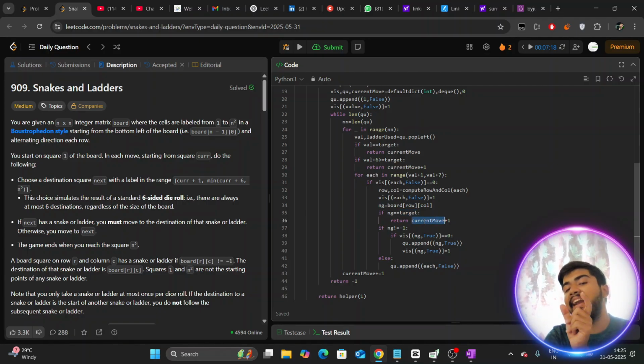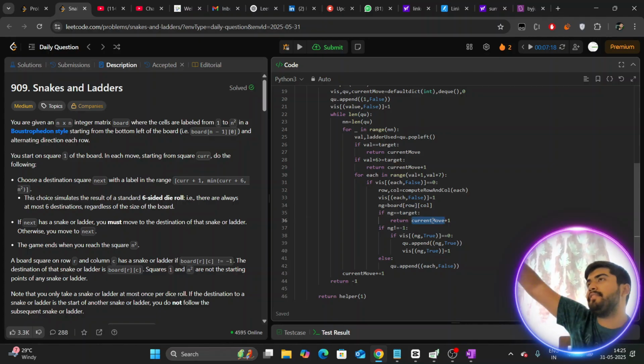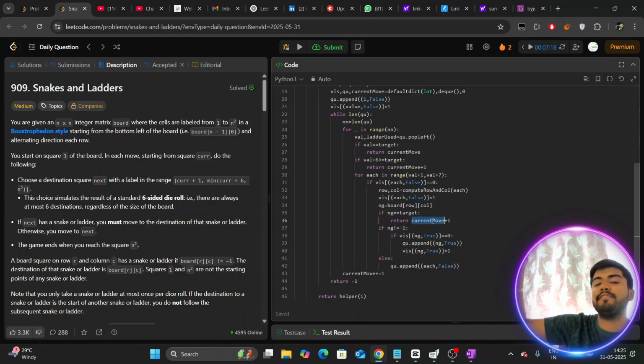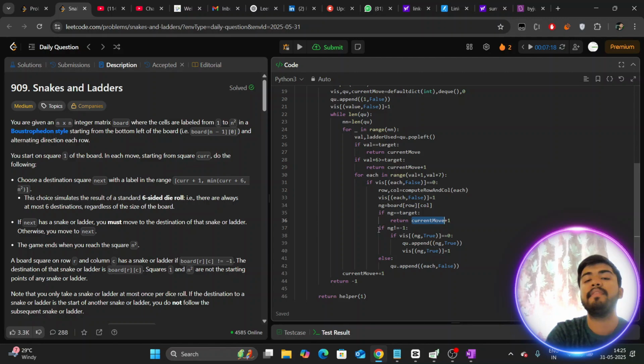I roll the dice, and I am super lucky. I got a ladder, mostly ladder only, not snake. And the ladder is basically taking me to the extreme, to my target cell, and I can reach it. So with a single dice roll, I can reach my target. So I can return current move plus 1.